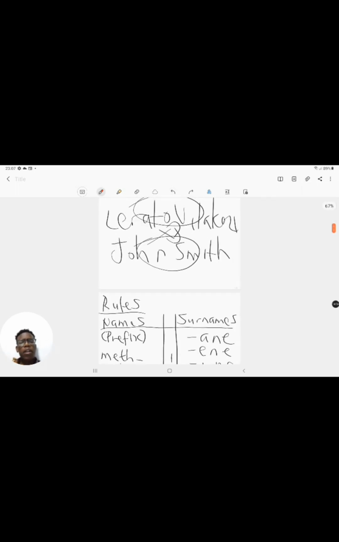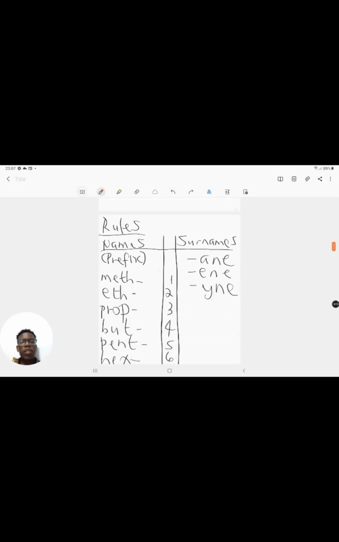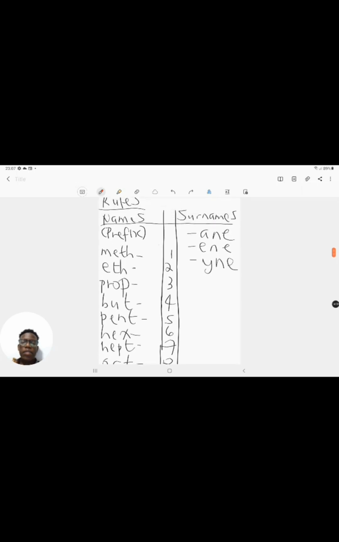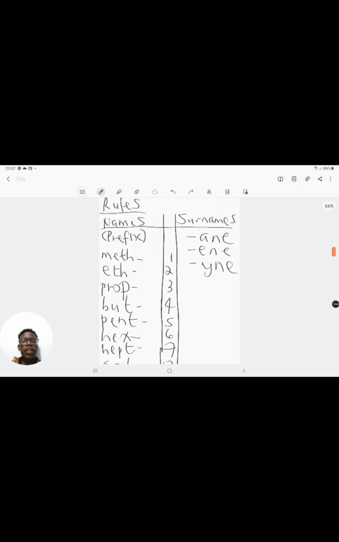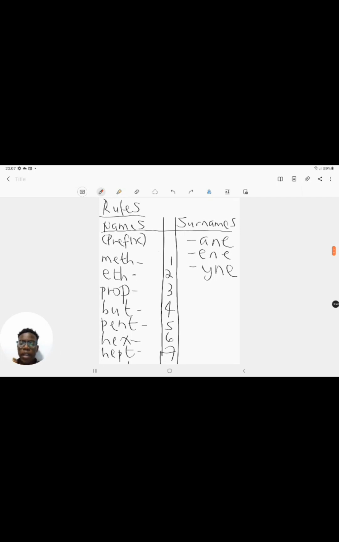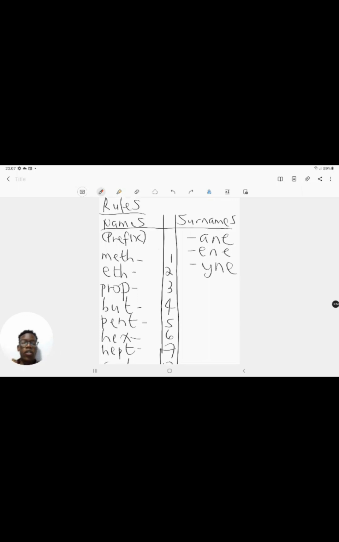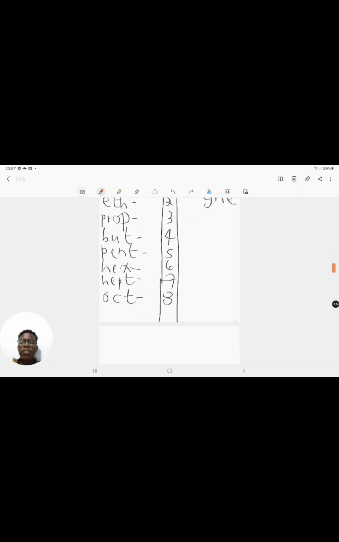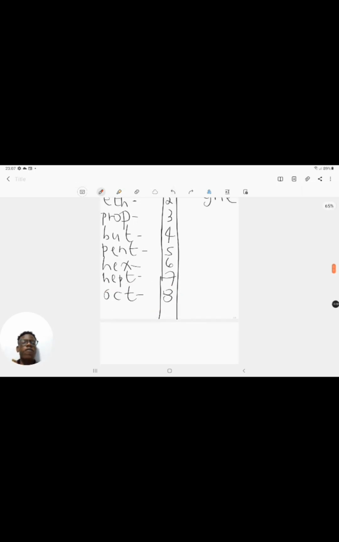Since they represent the number of carbons, we know that the names that we get are somehow related to carbon. Now, how are they related to carbon? Well, meth means that there's one carbon, eth means two carbons, prop means three carbons, and so on and so forth up until oct, which means that there's 8 carbons.